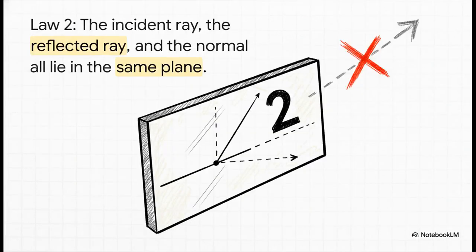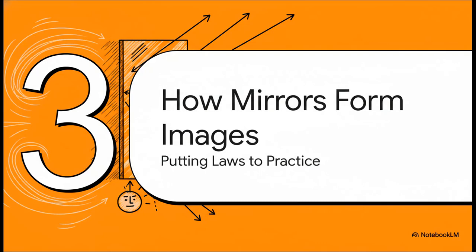The second law is just as straightforward. It just means that the incoming ray, the normal, and the outgoing reflected ray, they all lie flat on the same two-dimensional surface. You can imagine drawing all three of them on a single sheet of paper. They'll never pop off the page. So, how do these two simple laws come together to form that clear image you see of yourself in a plane mirror? Let's put these rules into practice and find out.